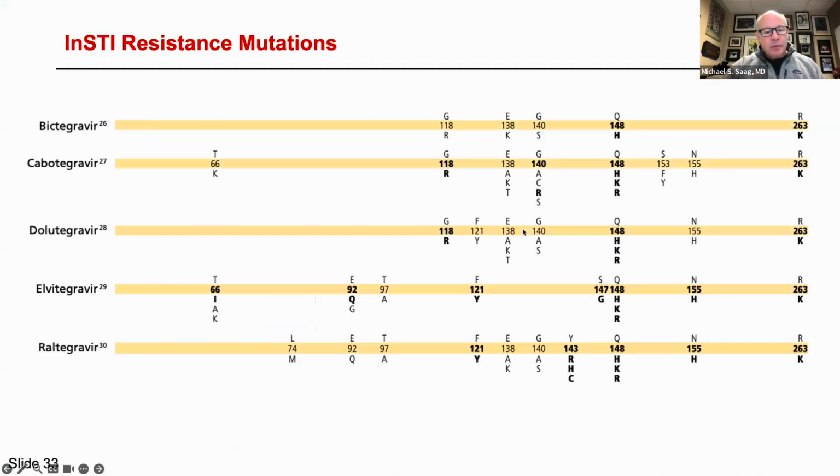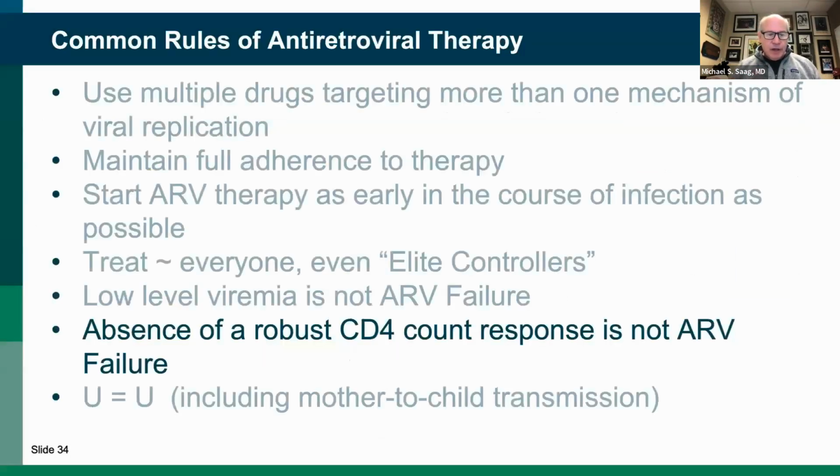The integrase inhibitor resistance mutations, the key ones are 184, 140, 155, and 263. Are you ever going to remember that? Maybe over the years you'll get that down, but mostly you'll be using either these maps or the Stanford database.